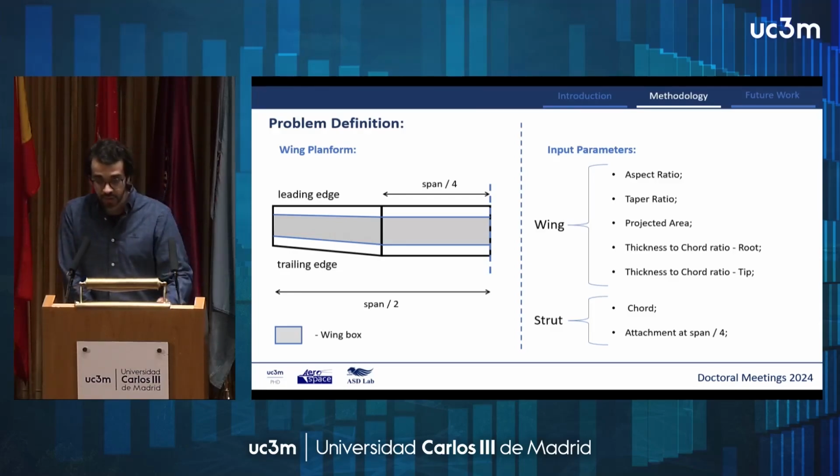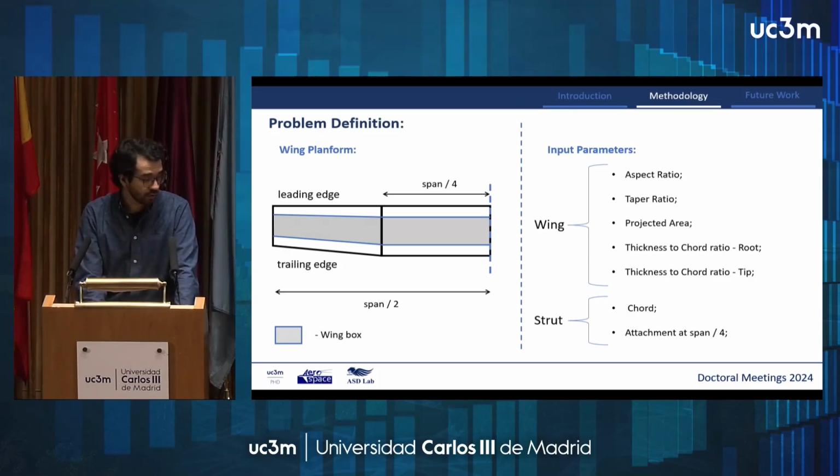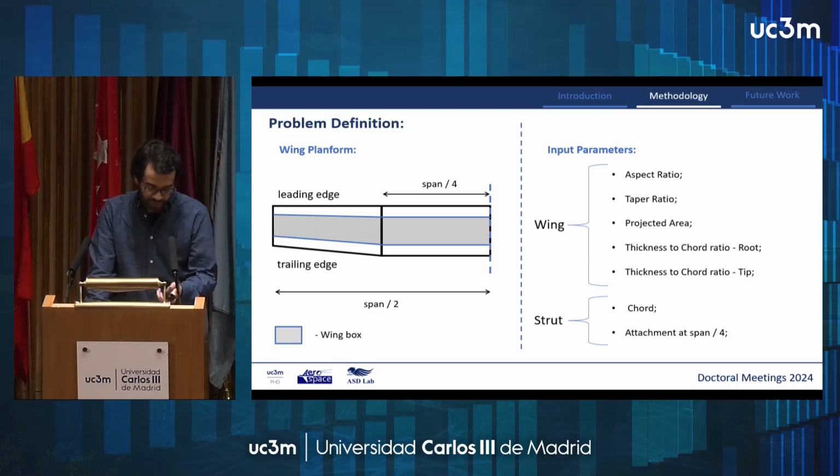So basically, this is the problem that we intend to solve, where we have this wing planform with a leading edge with a sweep angle equal to 0, and then we have a tapering after half semispan. And we intend to vary these input parameters to minimize the mass, 5 of them relative to the wing: the aspect ratio, taper ratio, projected area, and thickness to chord ratio on both tip and root. And for the strut, we want to vary the chord for now, maintaining the attachment at half of the semispan.